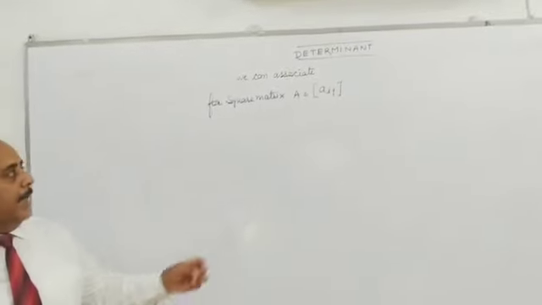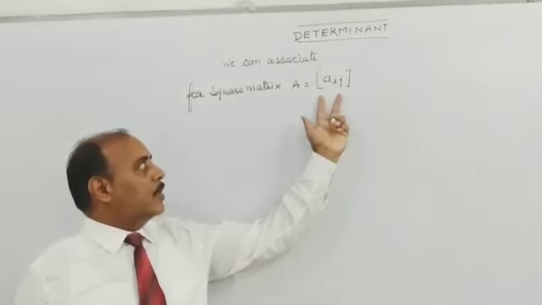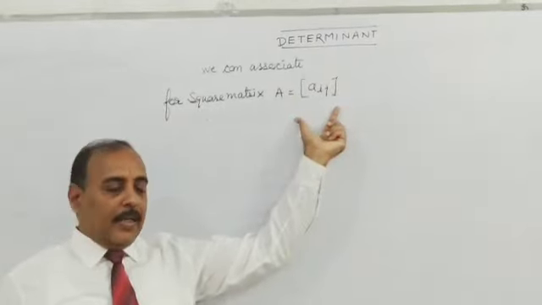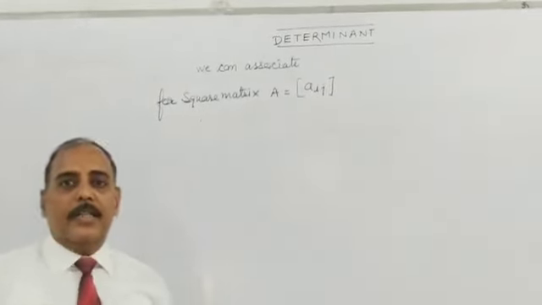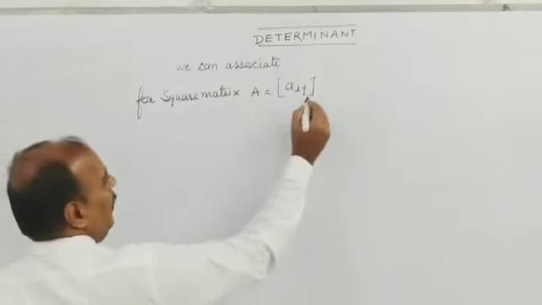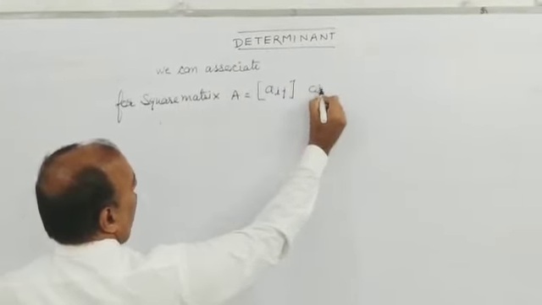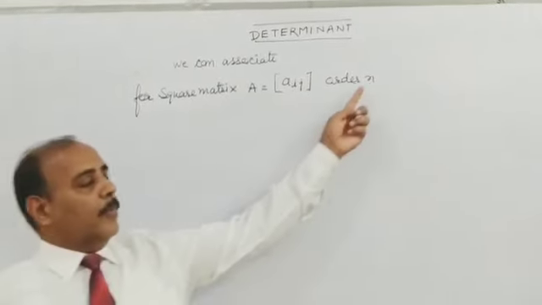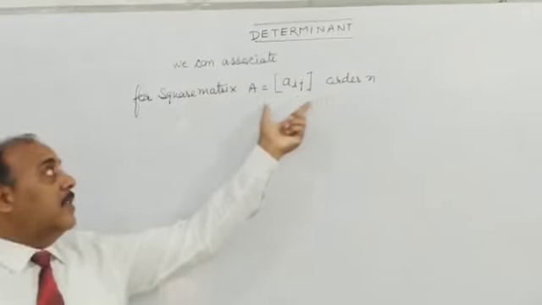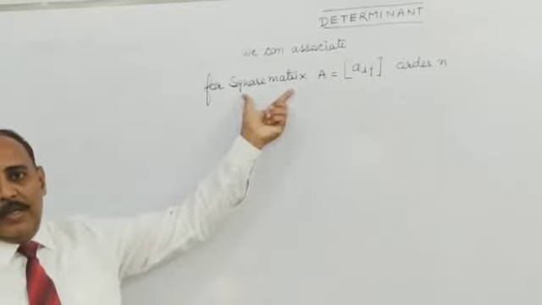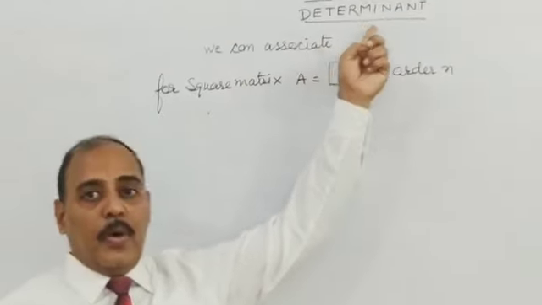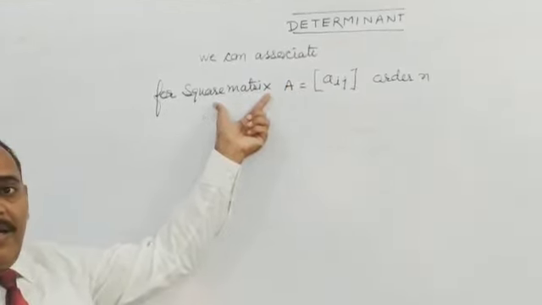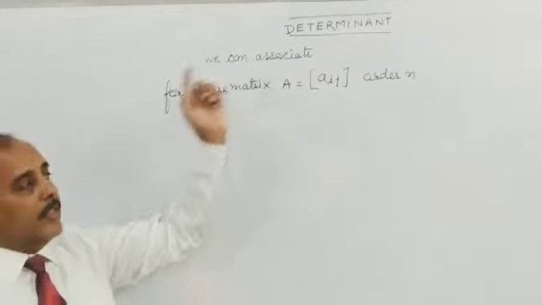Let A be any square matrix. Here we are using a square bracket for the matrix sign. Aij is the element symbol, and here it is of order n. We are not writing n cross n because we have considered a square matrix here. Determinant is possible only for a square matrix; it is an associated number.